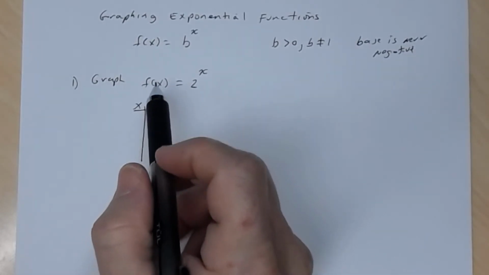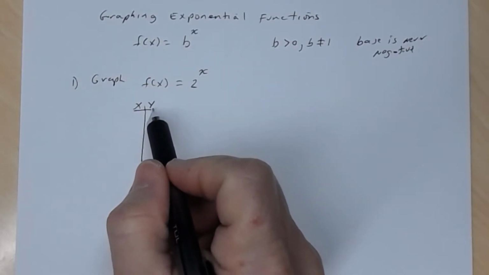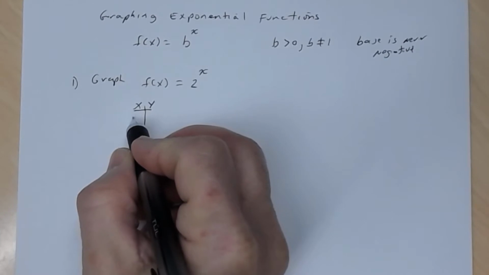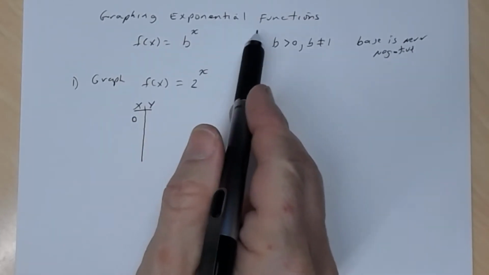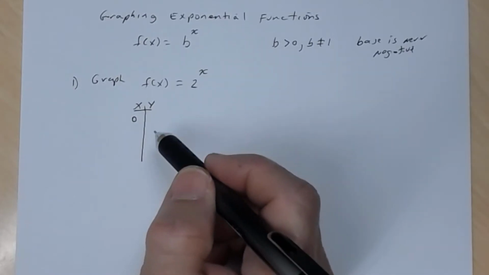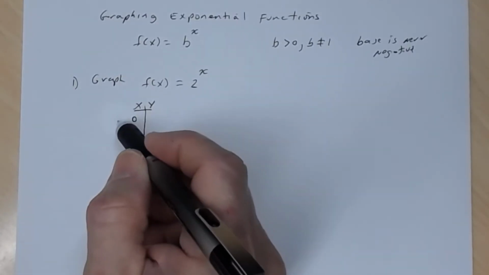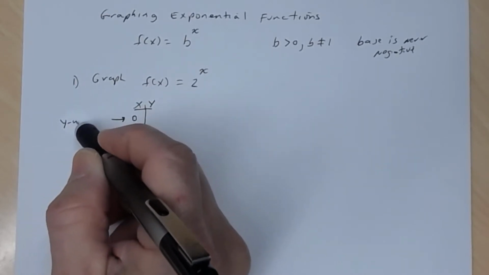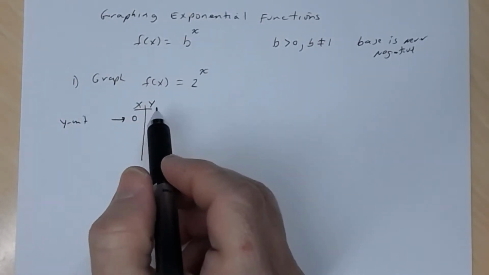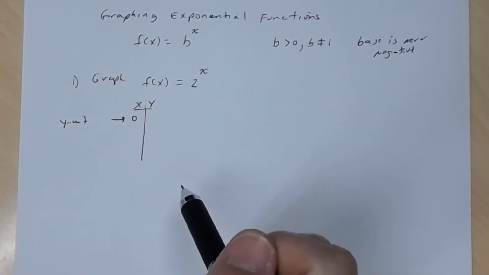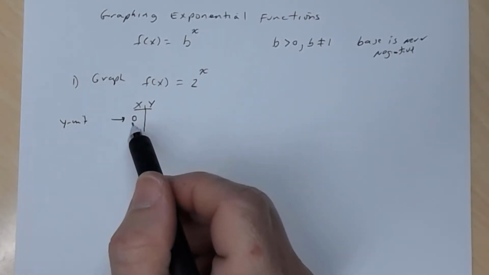Remember, f of x means the same thing as y, so I'm just going to use y here. If I let x be 0, and it's always a good idea when graphing exponential functions to let x be 0, because if x is 0, you're finding the y-intercept. An exponential function always has a y-intercept, so just find it first. So let x be 0.